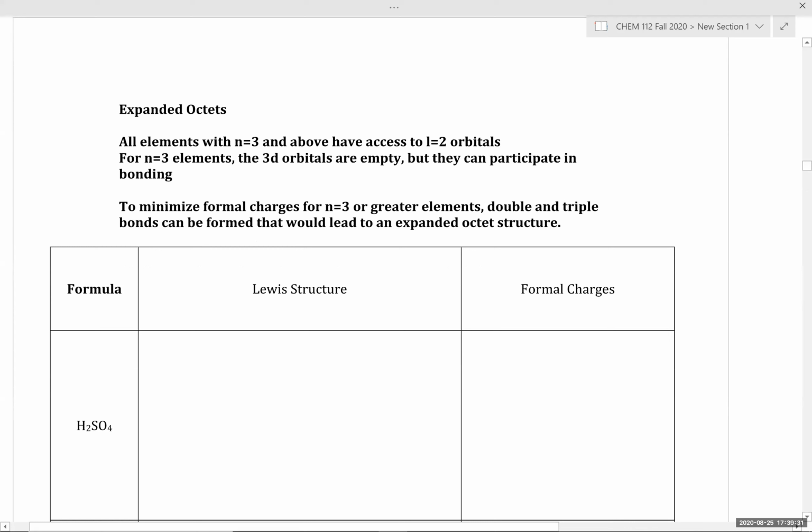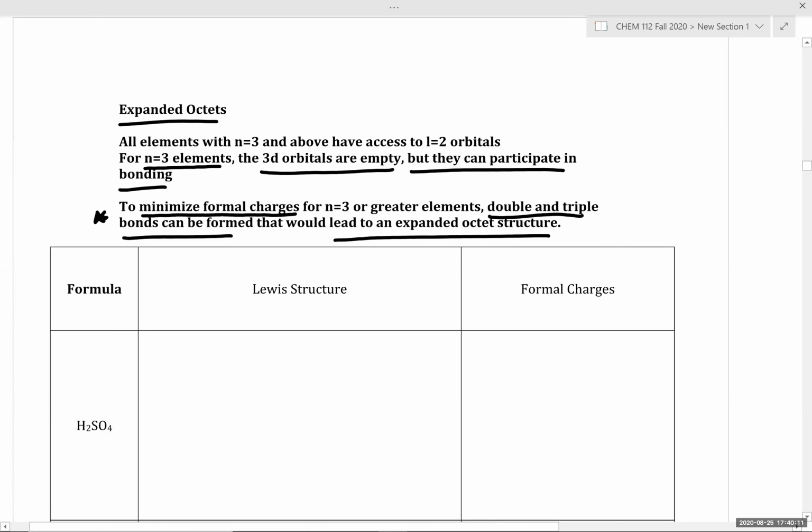With that idea out of the way, let's now address this idea of expanded octets. We'll see expanded octets commonly brought up when we look at various reagents utilized in organic chemistry. Quite simply, for n equals 3 and below elements in the periodic table, you have empty available 3D orbitals that can participate in chemical bonding. In general, for expanded octets, to minimize formal charges, double and triple bonds can be formed that would lead to an expanded octet structure.